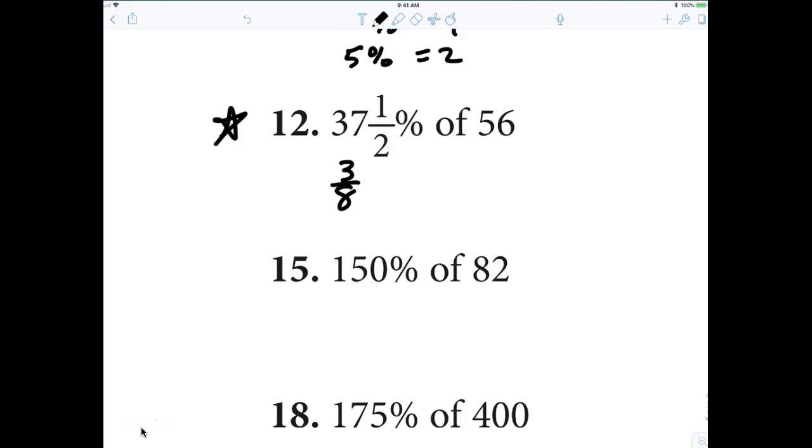37.5% is the same as 3/8. 0.375 is the same as 3/8. You should know that. 3/8 we said earlier in the year as a fraction was 0.375. Just like I said, 1/8 was what?